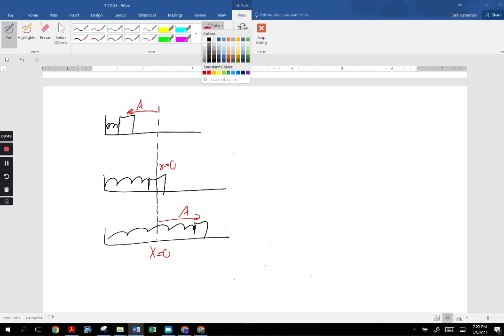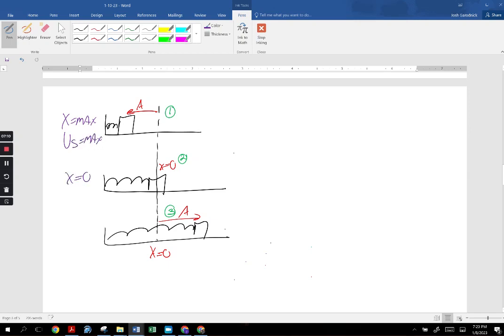In the beginning, in this first picture, I'm going to label these pictures 1, 2, and 3, just so we're clear about something afterwards. In this first picture, the x is a maximum. It's at amplitude. That's how much you're compressed. So the spring energy is a maximum. Here, x equals 0. It's at equilibrium, so your spring energy equals 0. Here again, x equals a maximum. It's at amplitude A. That's your maximum displacement from equilibrium, and therefore your spring energy is a maximum.